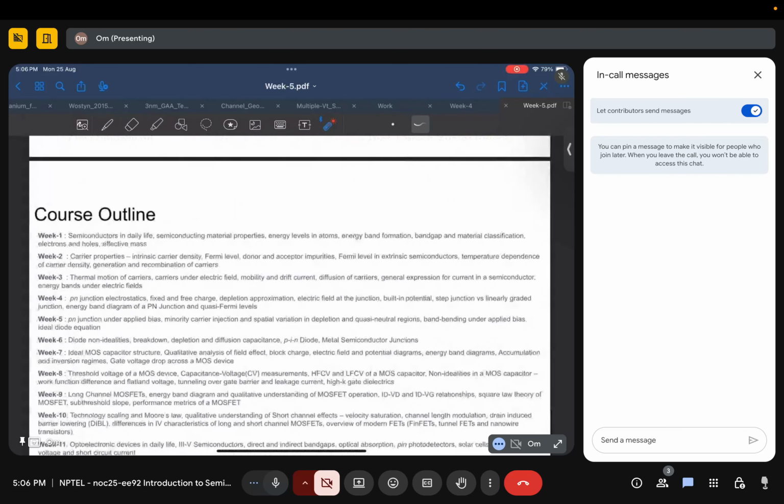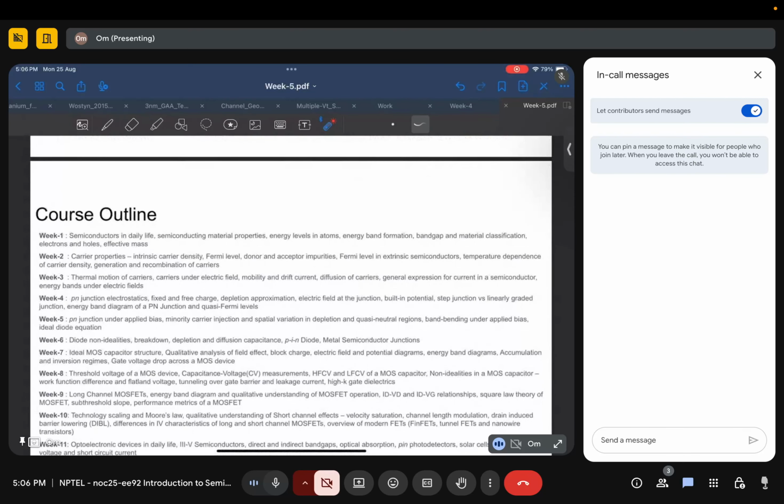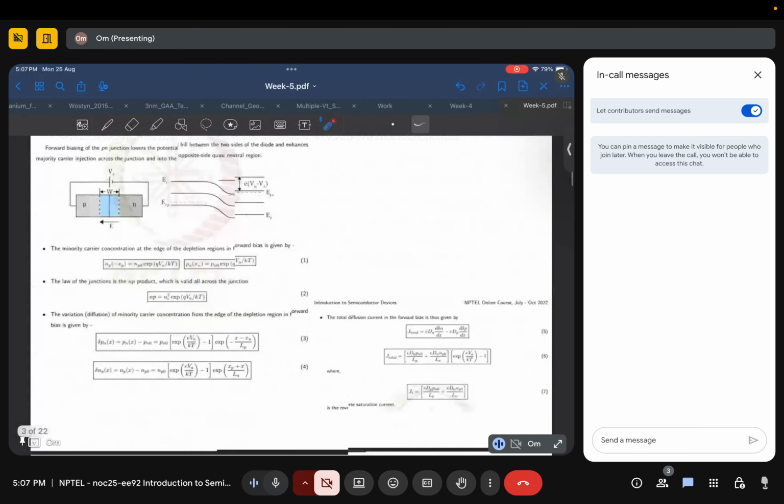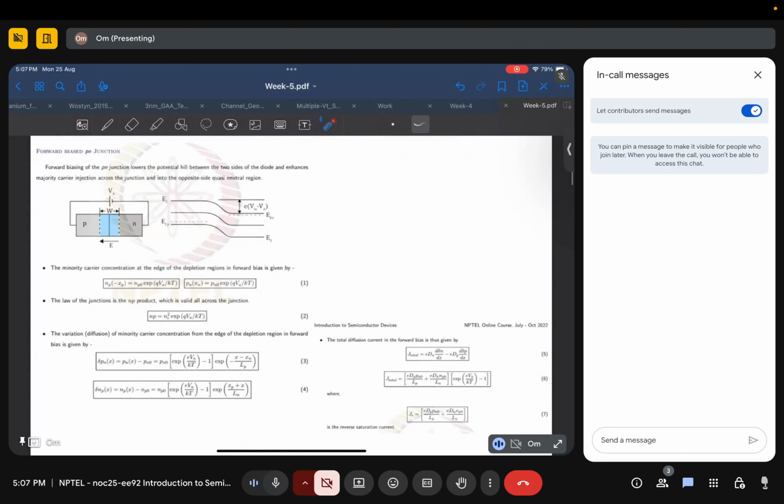For this week, we will mainly be discussing the PN junction under applied bias, mainly in forward bias and reverse bias regions. So before going to the questions, let's have a quick overview.